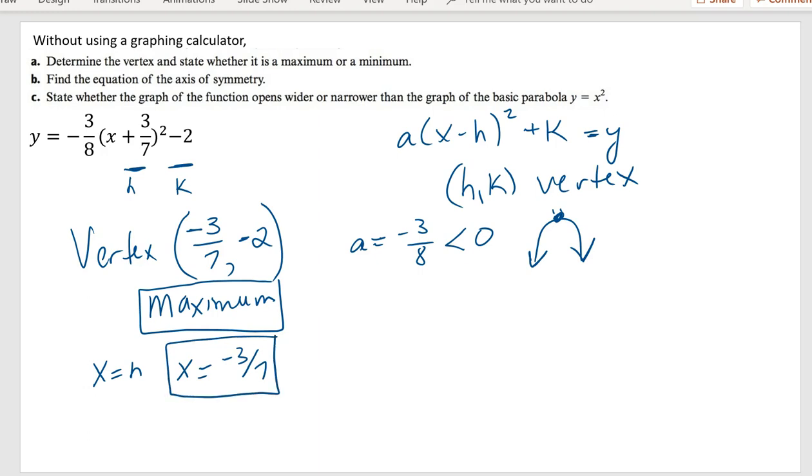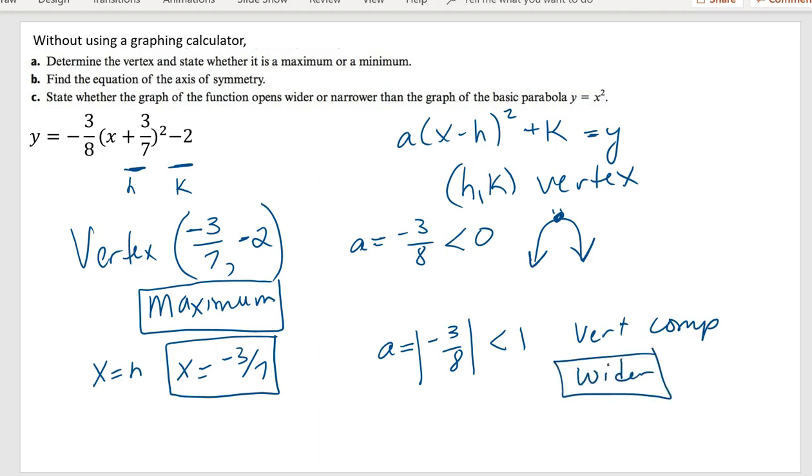State whether the graph of the function opens wider or narrower. So we look at a again. a is equal to negative 3/8. Since the absolute value is less than 1 in this case, we know it's going to be vertically compressed. So it's going to be wider than our basic function.